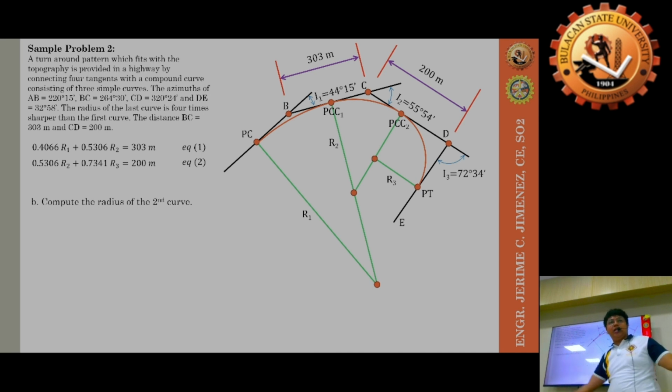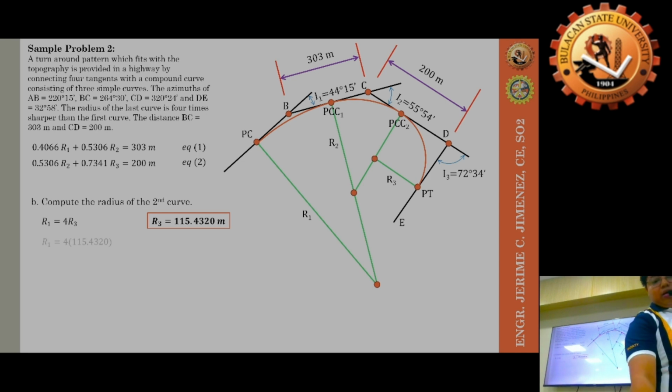Pahabain natin. So, we have R sub 1 is equal to 4R sub 3. Na-compute na natin si R sub 3, pwede natin makuha si R sub 1. So, R sub 3 is equal to 115.4320. Substituting, therefore, we have R sub 1 is equal to 461.7280 meters.